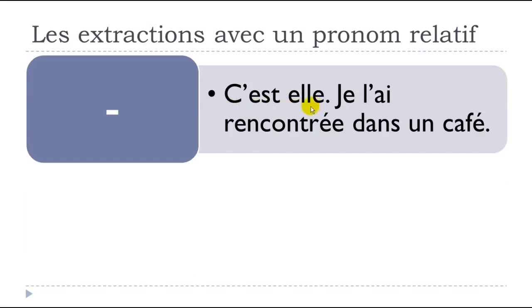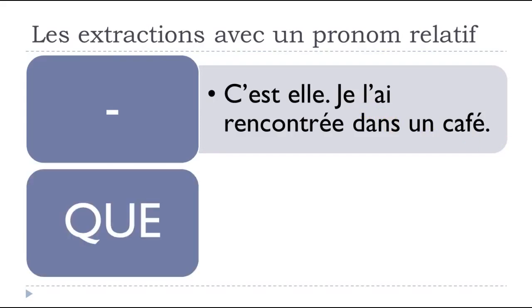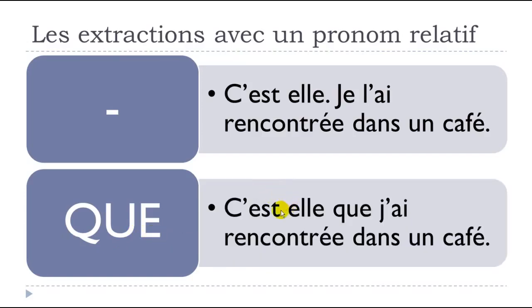C'est elle, so it's her. Je l'ai rencontrée dans un café. So I met her in a café. And you can see that in that case, in the second sentence, it's not the subject. It's complément d'objet direct. So this is the reason why we will use que. Let's see what result we will have.